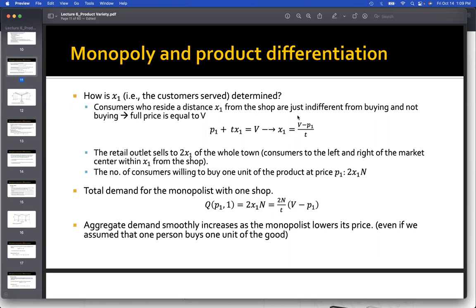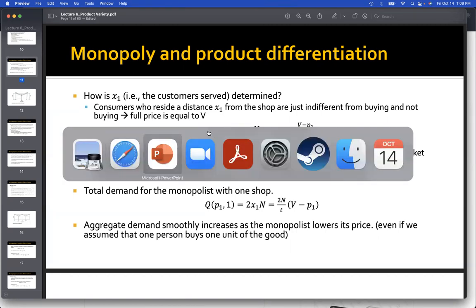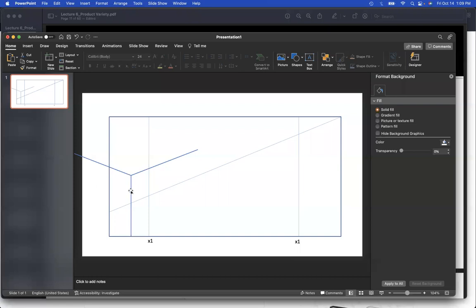Okay, so we're back to part two, and now we're trying to figure out how X1, which is the indifferent consumer, is determined. Consumers who reside at distance X1 from the shop are indifferent between buying and not buying, meaning the full price has to be exactly equal to her willingness to pay. So it's this one.